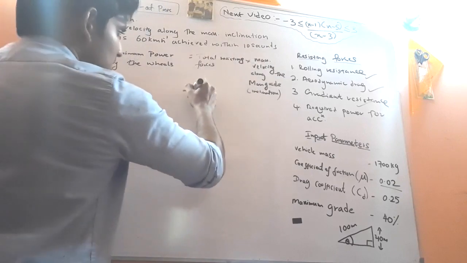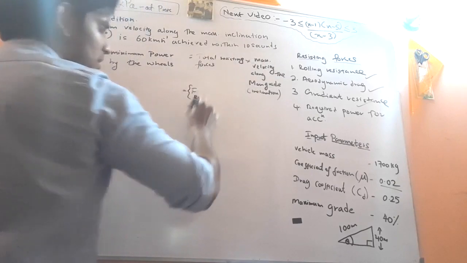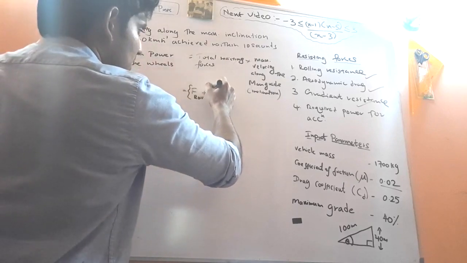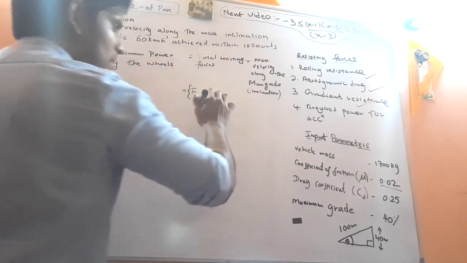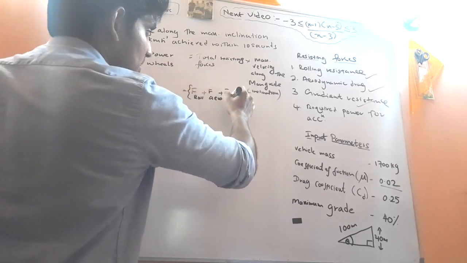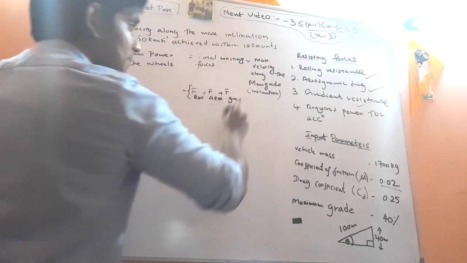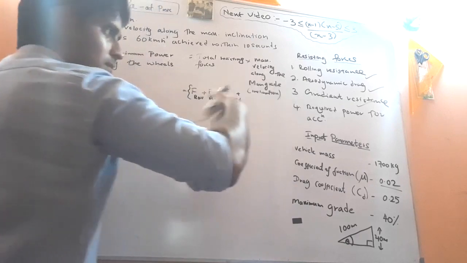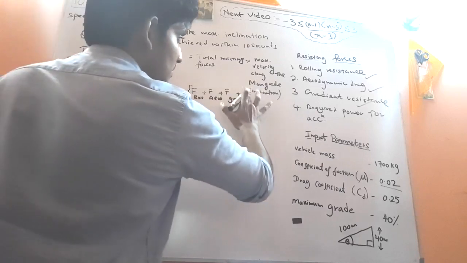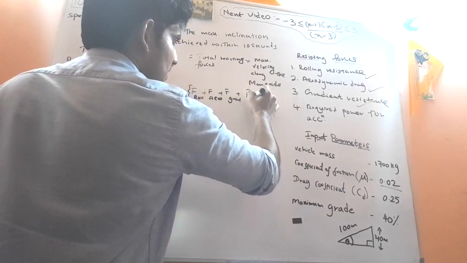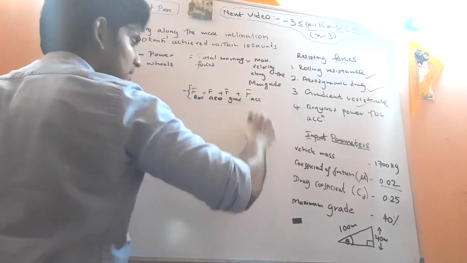Rolling resistance F_roll, plus aerodynamic drag F_aero, plus the gradient resistance F_grad, plus the required power for the acceleration, F_acc.